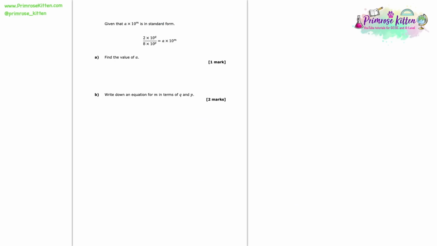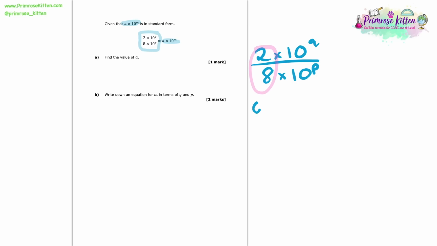Given that A times 10 to the m is in standard form, and 2 times 10 to the q divided by 8 times 10 to the p equals A times 10 to the m, find the value of A. So to do this, I'm going to look at that division and I'm going to take it bit by bit. I'm going to first work out what 2 divided by 8 is, so dealing with the numbers first. I know that that gives us 0.25.